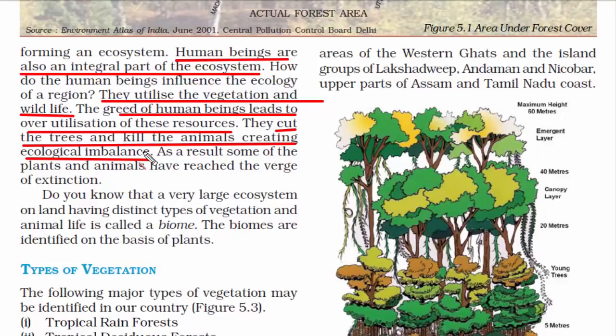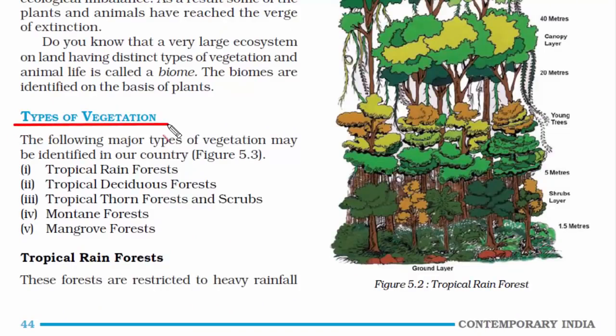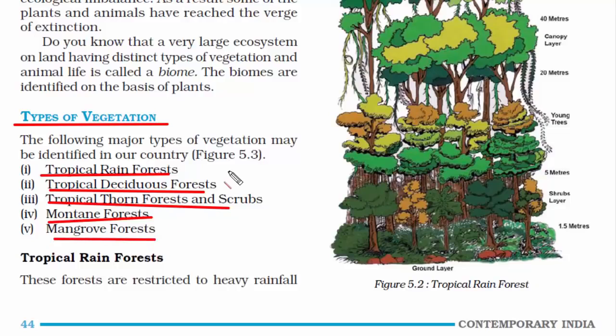So I hope you understand the cycle. Now let's read about the different types of vegetation. Now typically we have 5 major types of vegetation. They are tropical rainforest, tropical deciduous forest, tropical thorn forest and scrubs, montane forest, and mangrove forest. So let's read about each one of them in brief.